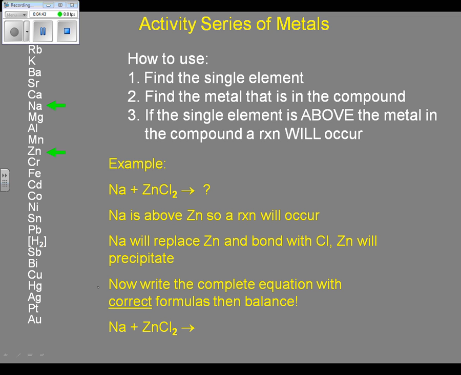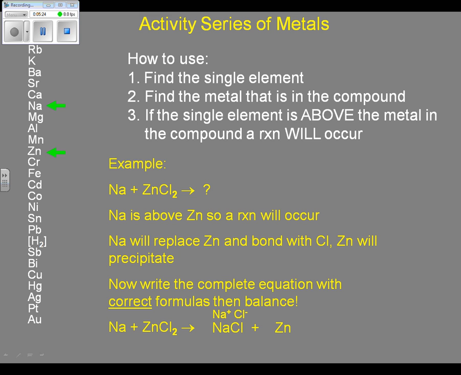Zinc will precipitate out. So now what you have to do is write the complete equation with the correct formulas and then balance. So I have sodium plus zinc chloride. Sodium is going to kick zinc off and bond to chlorine. Now we have to do it up here. Just like we learned how to write formulas, you have sodium, which is Na positive, chlorine, which is Cl negative. You don't just remove the zinc and put in an Na, because that 2 in the Cl2 of zinc chloride came from zinc. So you have to go back to what their charges are. Na bonded to Cl is going to be NaCl.